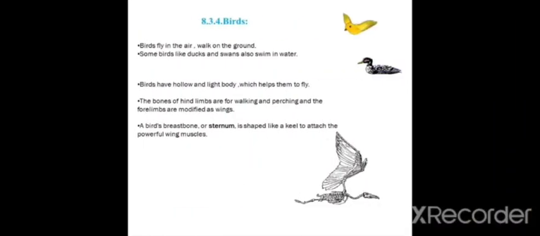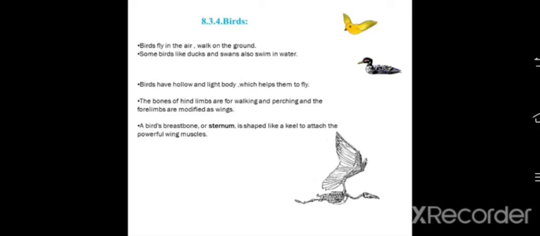Birds. Birds fly in the air and walk on the ground, isn't it? Some birds like ducks, swans swim in water. Birds have hollow and light body which helps them to fly. The bones of hind limbs are for walking and perching, and forelimbs are modified as wings.